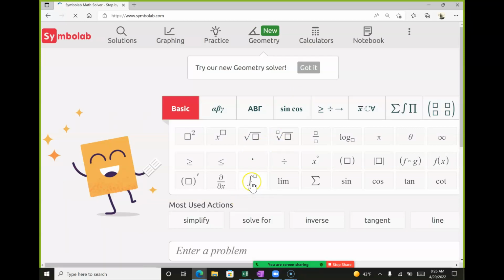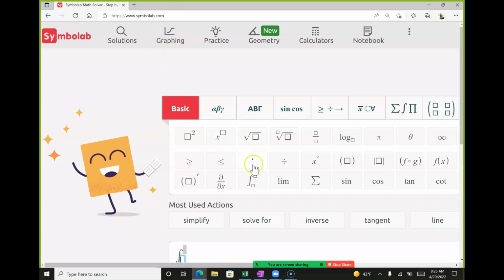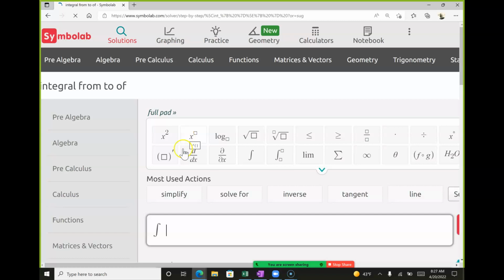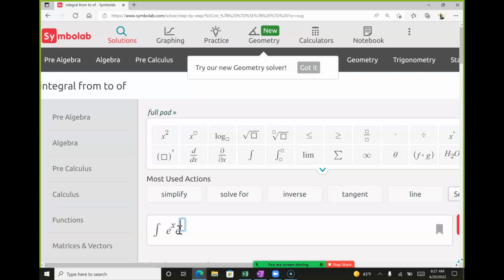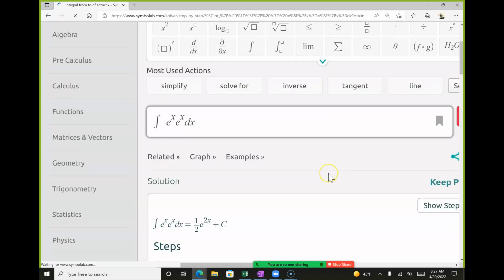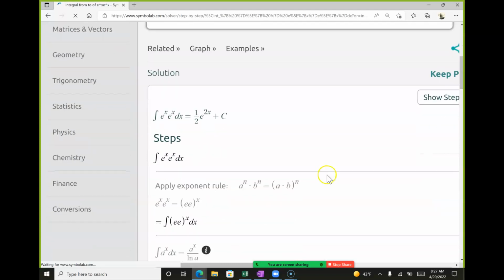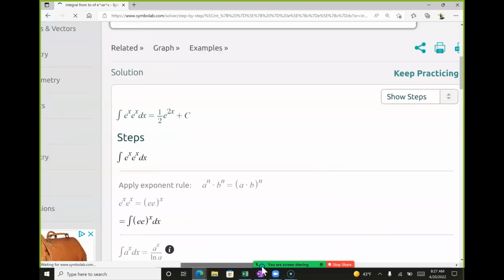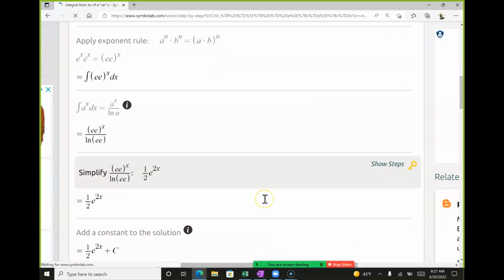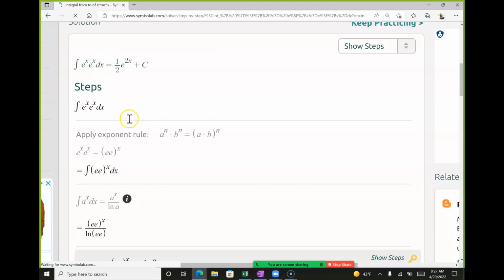So you can see I have an integral here. I don't want to do a definite integral. Let me just see. I probably should have searched for Symbolab integration. Oh, here it is. Here's my integral. So if I do e to the x times e to the x dx, enter, it's going to tell me the u sub to use. Where's my u sub piece? It didn't tell me. All right, but I'll do one later. It will tell me.